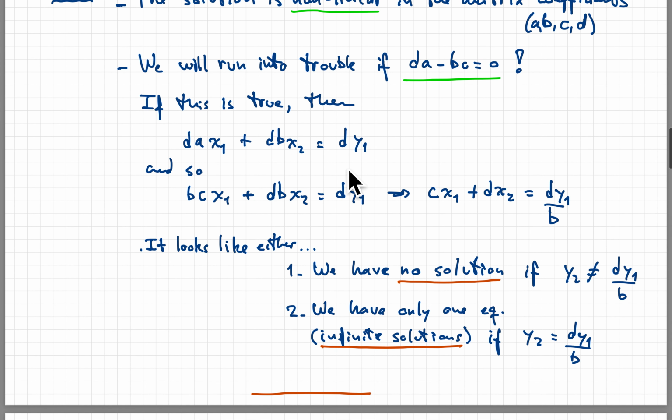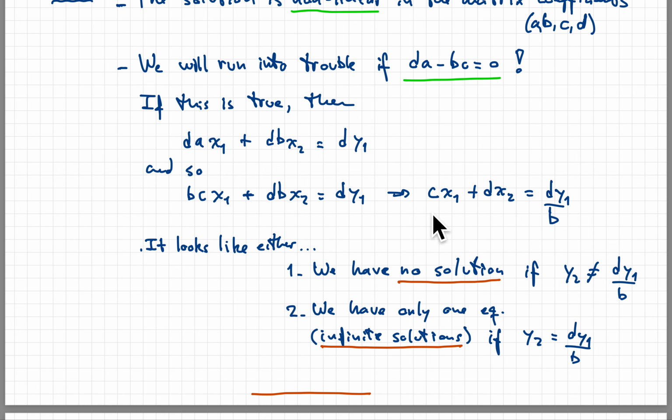Let's go back here. Now this equation, if this property is true, would become cx1 plus dx2 equals dy1 divided by b. So this is coming from the first equation. And this could be trouble, because if dy1 divided by b is not equal to y2, then there will be no solution. Then we'll have two equations that are incompatible.